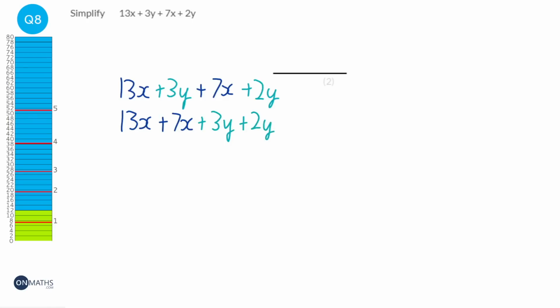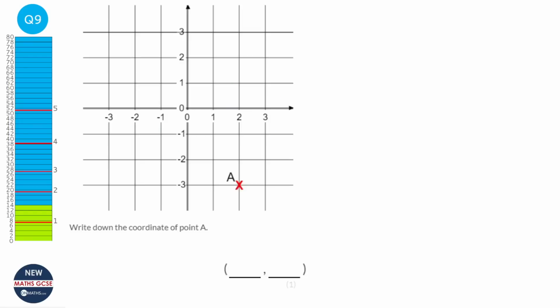So altogether we've got 13 lots of x plus 7 lots of x, well that's going to be 20 lots of x. And for the y's we've got 3 lots of y plus 2 lots of y, that's going to be 5 lots of y. So our answer is 20x plus 5y.